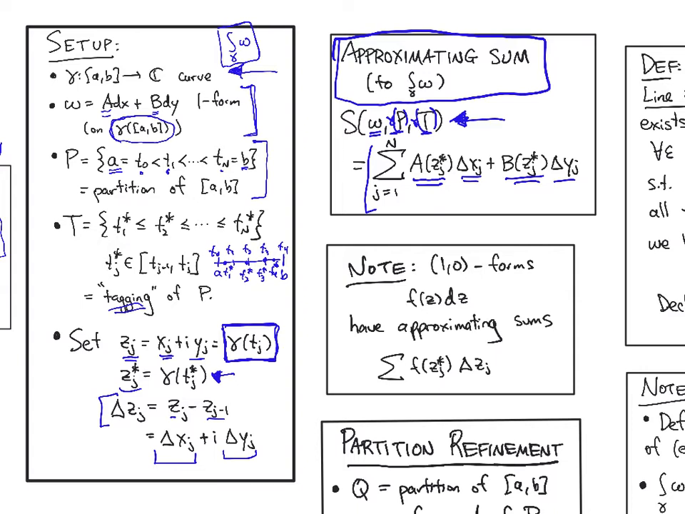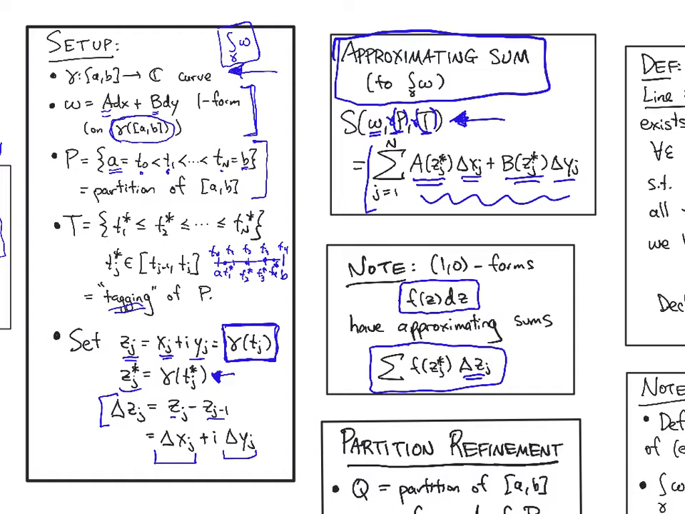Okay, we're going to be interested in mostly integrating 1-forms, which will be of this type, f of z times dz. And these will have approximating sums of this form, f at the sample points times the change in the z's. And you would just get that straight from arithmetic by looking at the expression there.